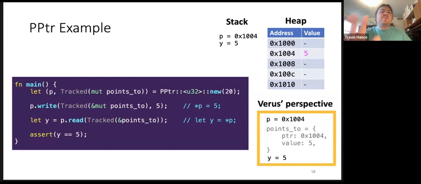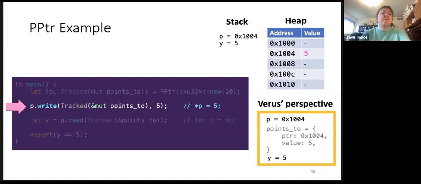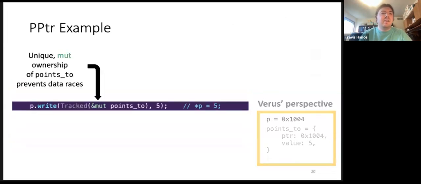Now, there's something important to point out here about why this whole system is sound. If we take a look at this one line, p.write, we can see that it takes points to as a mutable reference. Essentially, because it requires unique mutable ownership of points to, this basically enforces that you actually have the permission to write to p. It both prevents use after free bugs, and it also prevents data races because the ownership has to be unique.